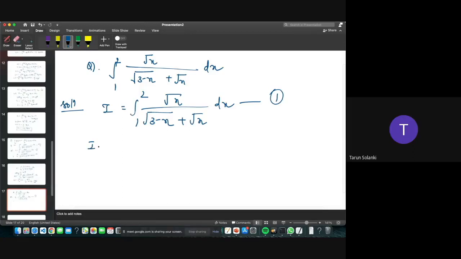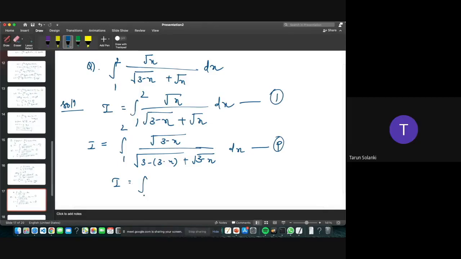Equation 1. Again, I is equal to the integral from 1 to 2 of root 3 minus x divided by root of 3 minus x plus 3 minus x, dx, as we are using the property, right? So I is equal to the integral from 1 to 2 of root 3 minus x divided by root x plus root 3 minus x, dx. So this is equation 2.